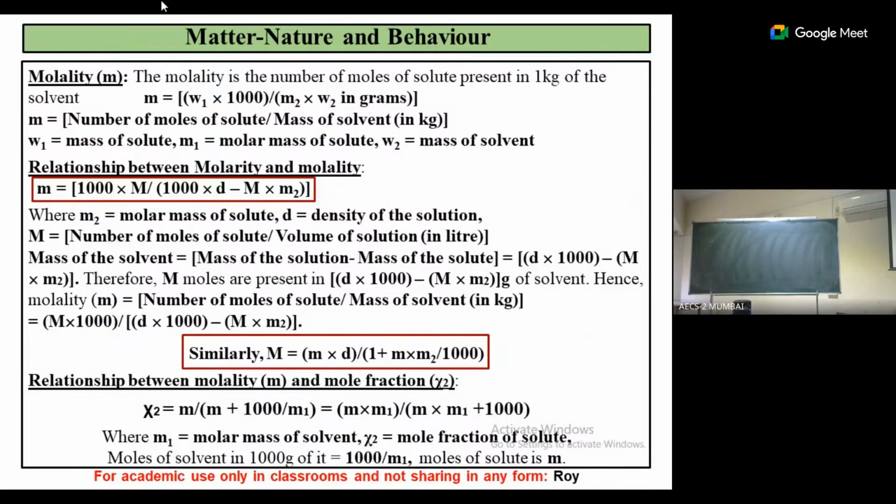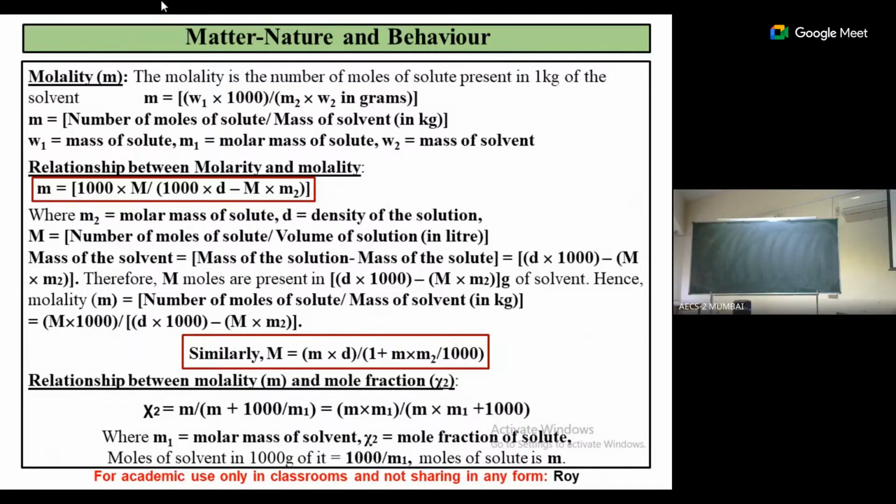Similarly, you can find out relation between molality and mole fraction. Okay. So mole fraction of solute is given by the moles of the solute divided by moles of the solute plus 1000 grams divided by molar mass of the solvent.